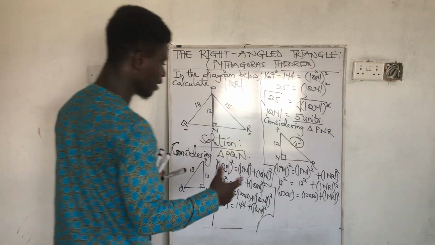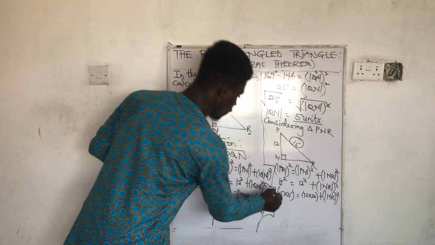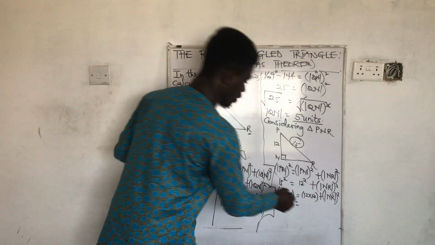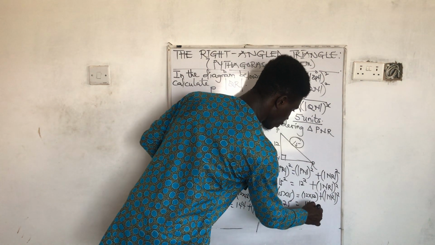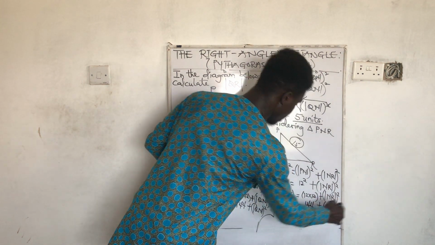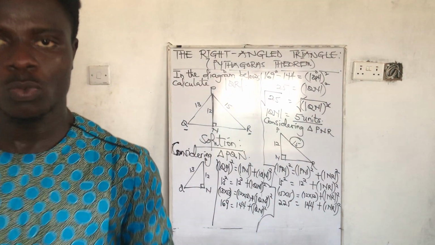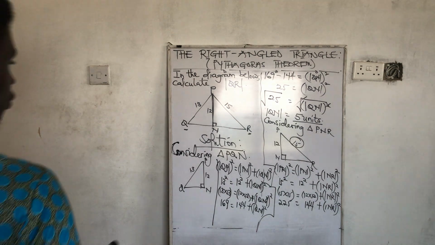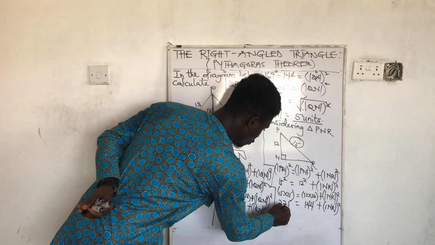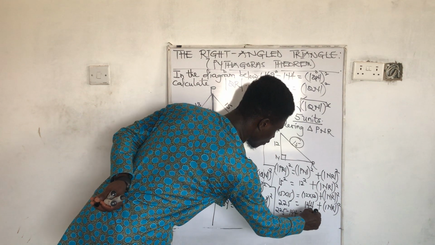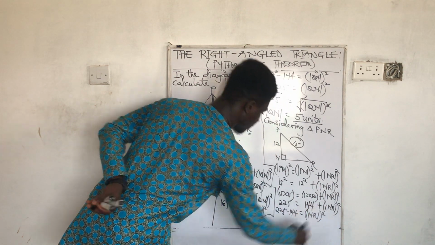Alright, so 15 times 15 gives what? 225 equals 12 times 12 gives 144, then plus NR all what? Square. So we group like terms. We group like terms. So which is what? 225 minus 144 equals what? The length of NR all squared.